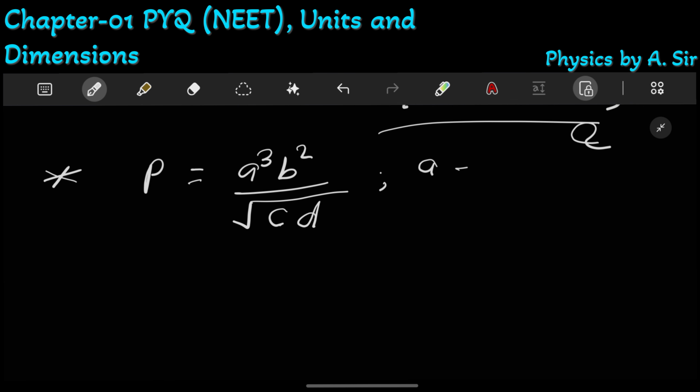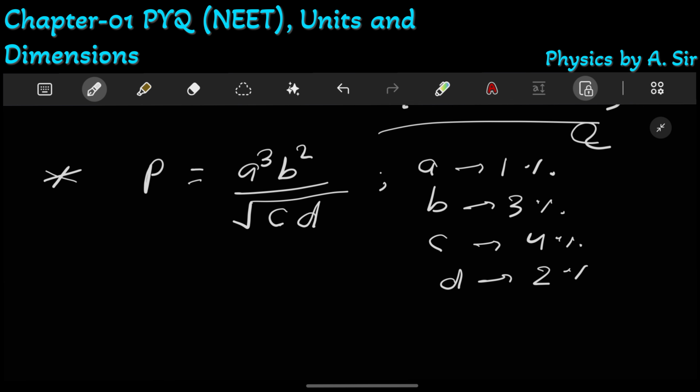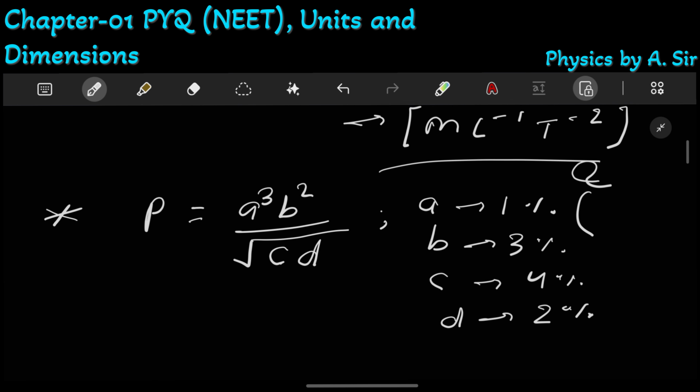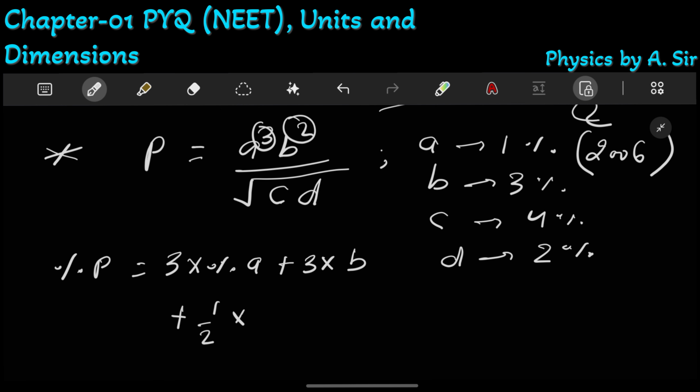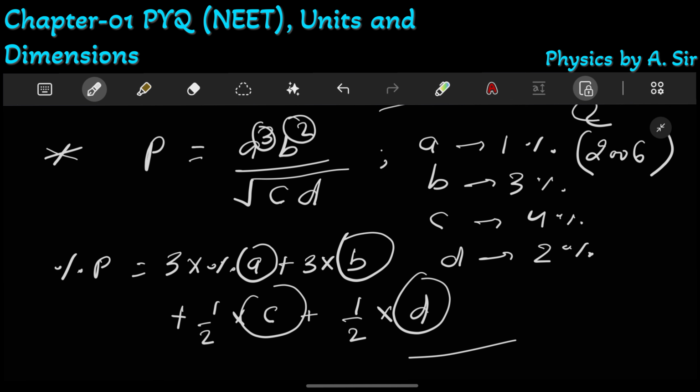Okay. So A has percentage error 1%, B has 3%, C has 4%, and D has 2%. Quite a simple question. We have already seen two or three questions of this type in 2006, and now we'll see. So these terms come out to be the percentage error in P. I'm writing in short form: percentage error in P equals 3 into percentage error in A plus 3 into percentage error in B plus 1 by 2 into percentage error in C plus 1 by 2 into percentage error in D. Just put these values and you will find the answer.